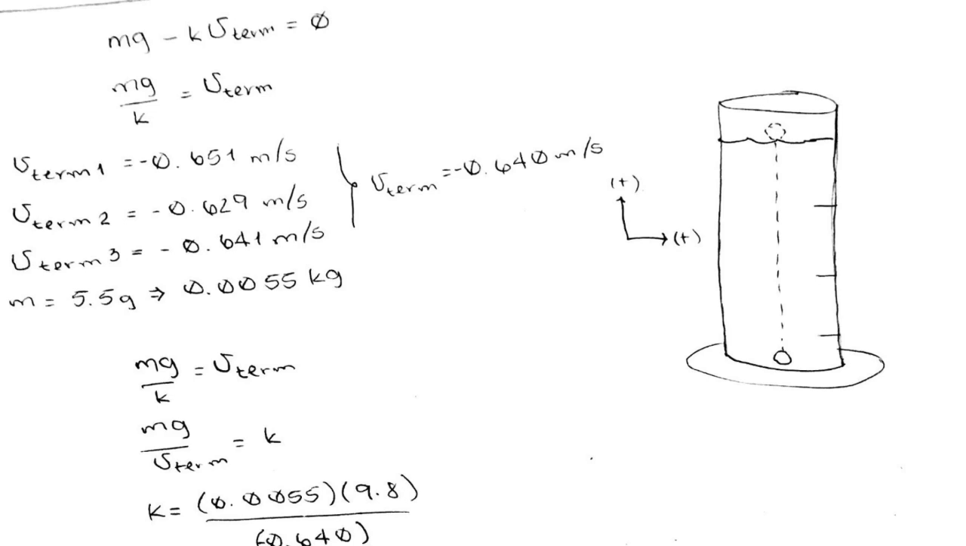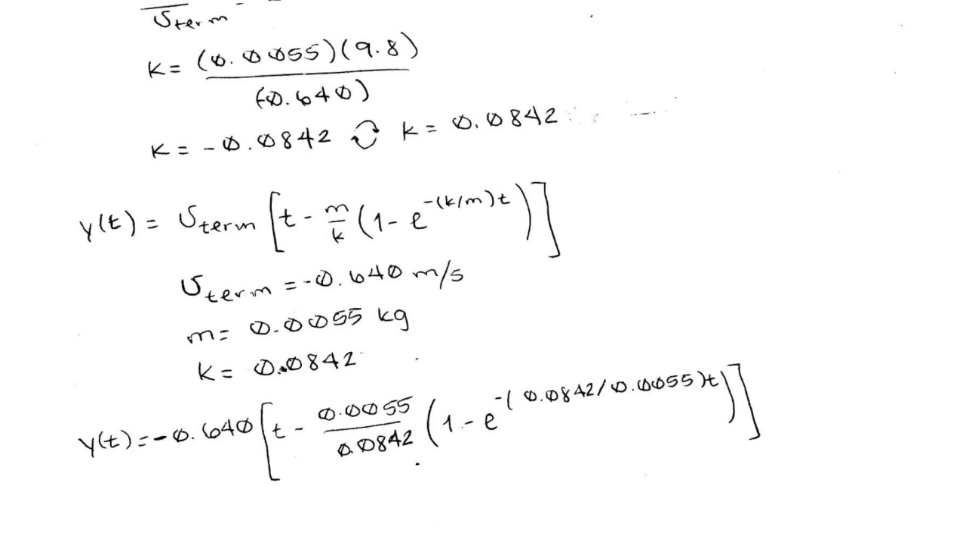Now, using the equation we deduced from the past exercise 3, we solved for k, and we plugged in the values in order to obtain k. So mass times gravity divided by terminal velocity gave us a k of minus 0.0842, which we then turned to positive because we're taking the absolute value of k, and it turned out to be 0.0842. Now, the teacher gave us this next equation, which is position at time t.